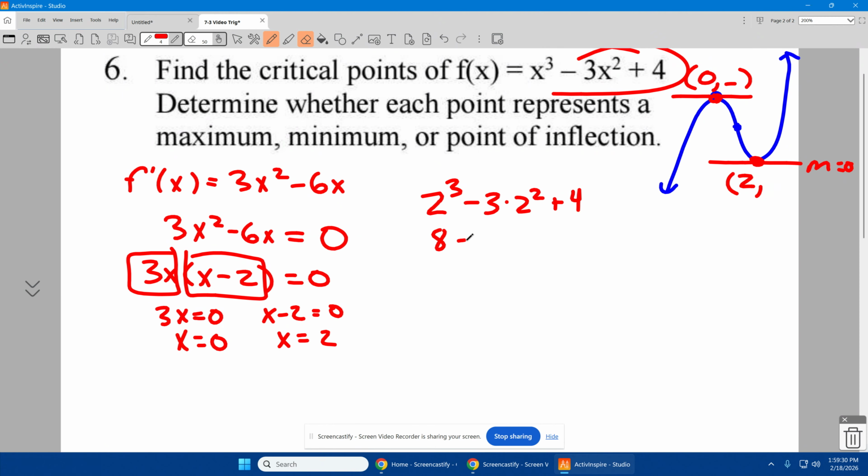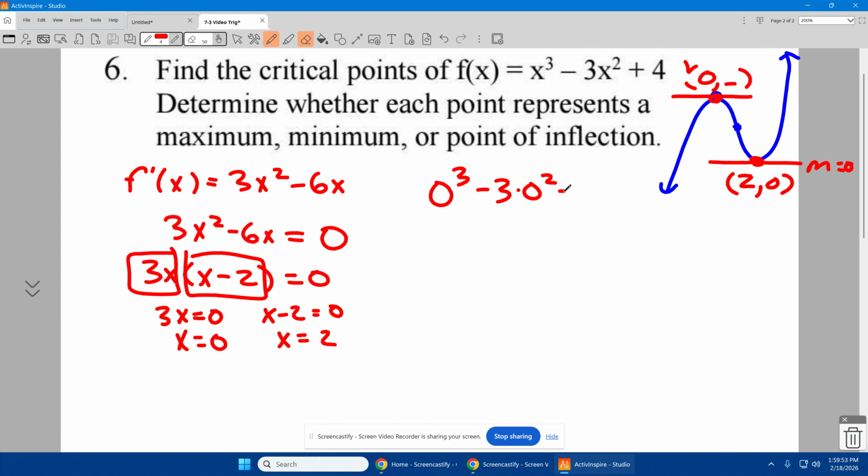So that's 8 minus, this is 4, 4 times 3 is 12, plus 4 gives us 0. Happens at 2, 0. Let's try that again. 2, 0. And that's going to be a minimum. Our maximum is going to be when x is 0. So let's plug 0 into this original equation. 0 cubed minus 3 times 0 squared plus 4. That's 0 minus 0, because 0 squared times 3 is 0. That goes away. I'm left with 4. So it happens at 0, 4.